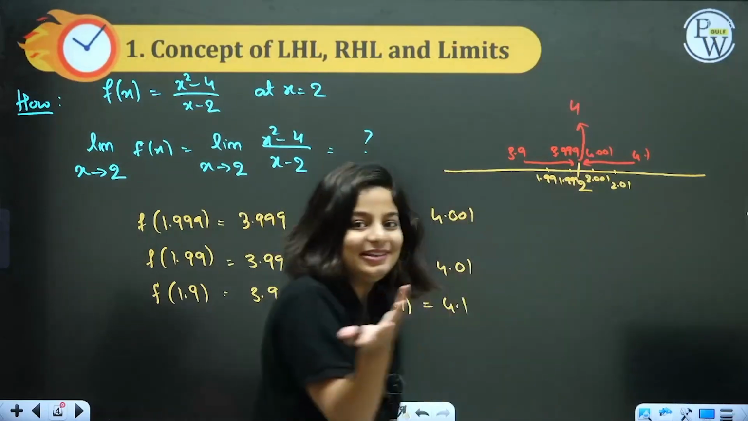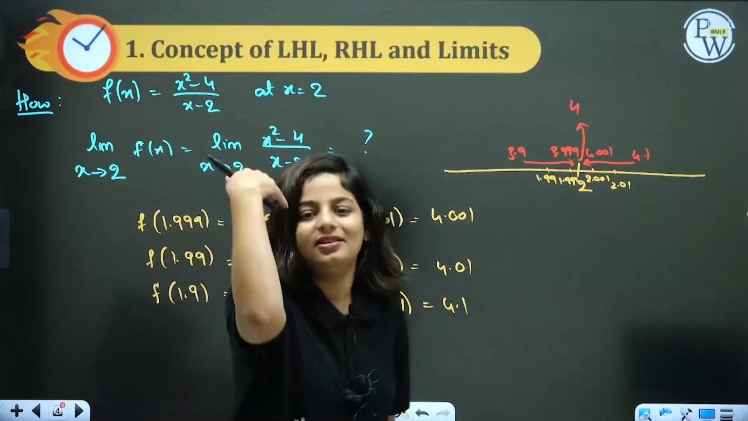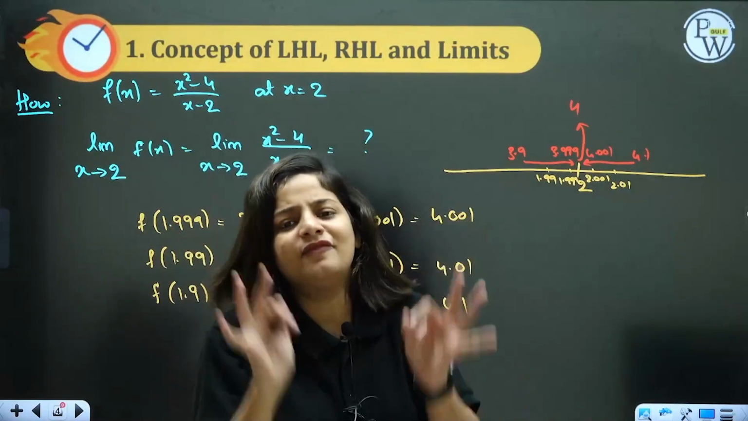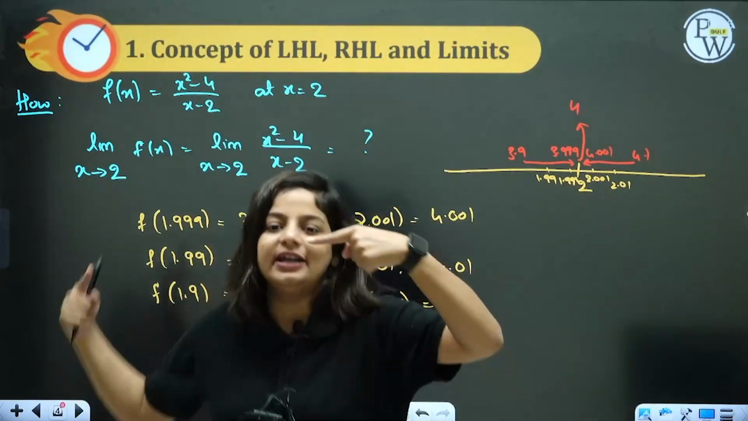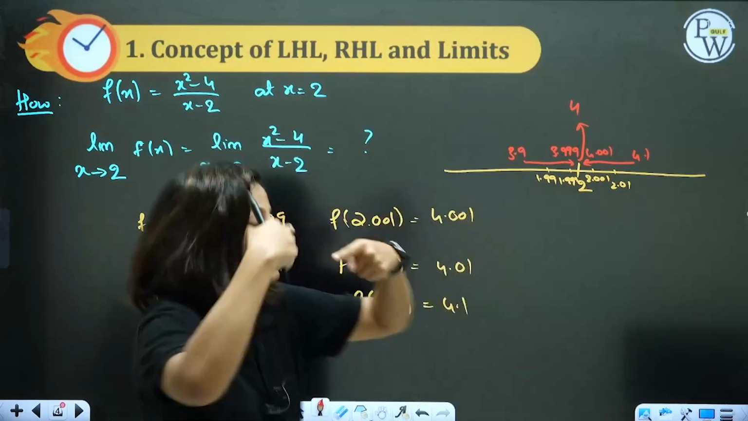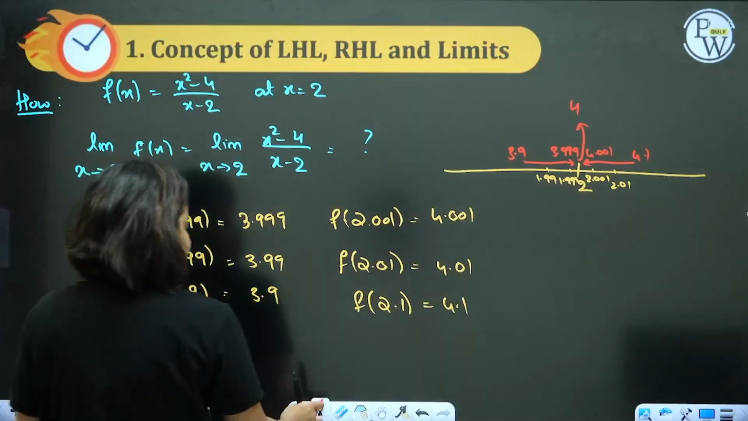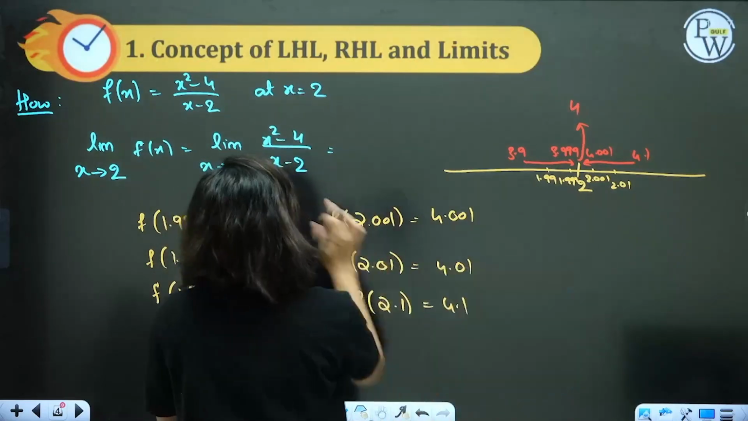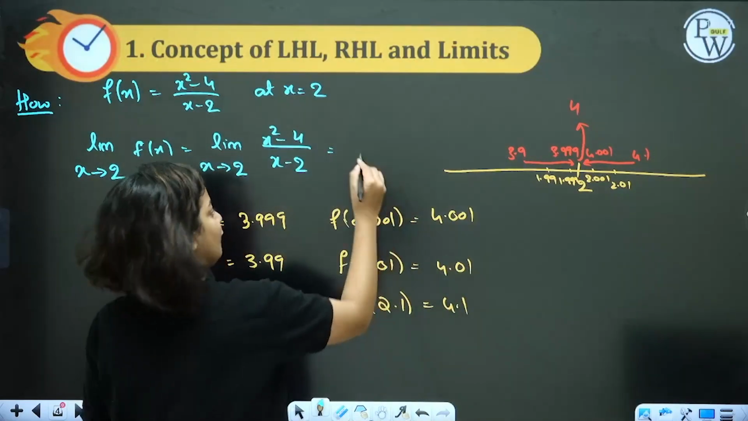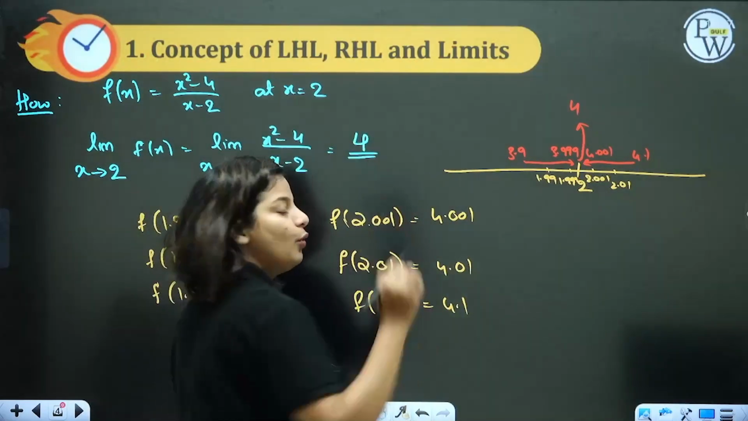Can you all guess it? So limit does the prediction. Limit gives you the approximate value of the function at that point by calculating the left and the right values. Okay, so that's how we all will predict that the limiting value of this function at 2 will be equal to 4.